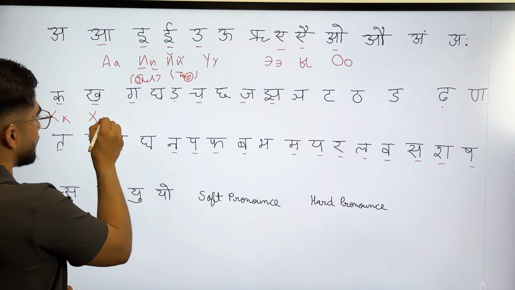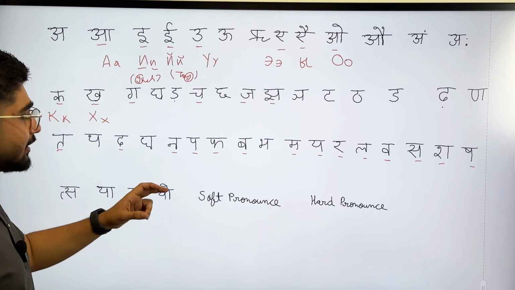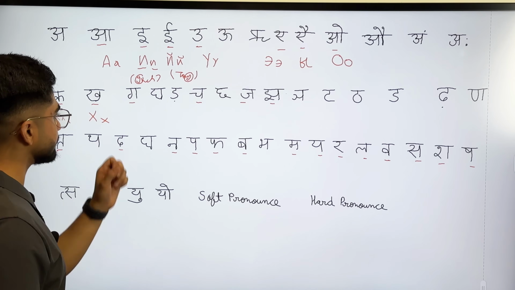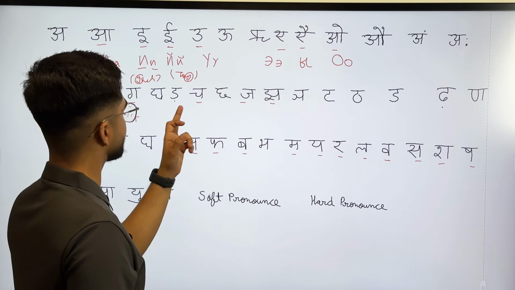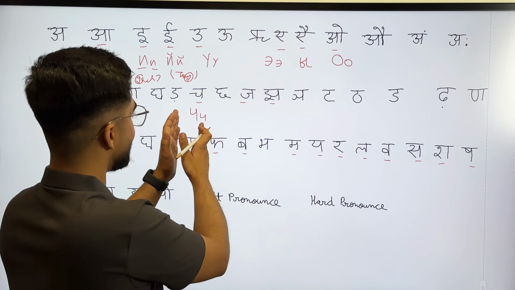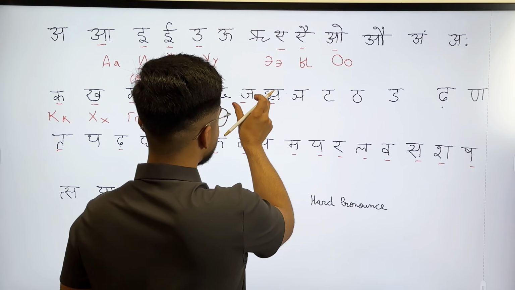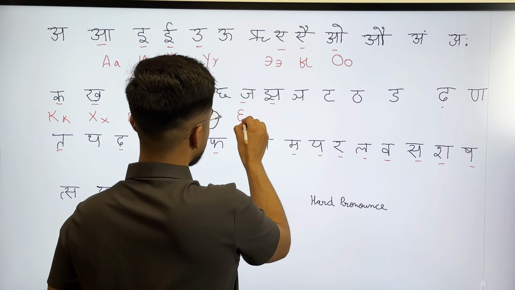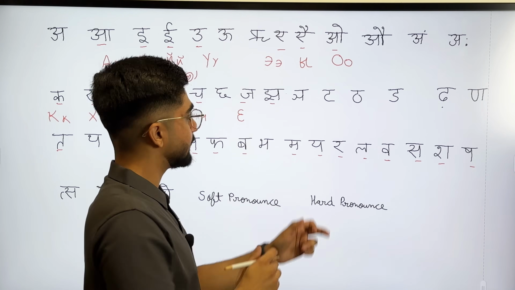Next is K. It looks like X in English language and it is pronounced K. Next is your G. And this alphabet is very easy. It looks like 4 in digits. And next is your Z. It's your Z. And next is your Z.